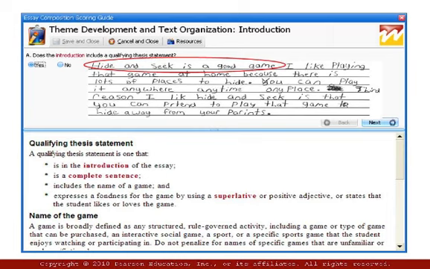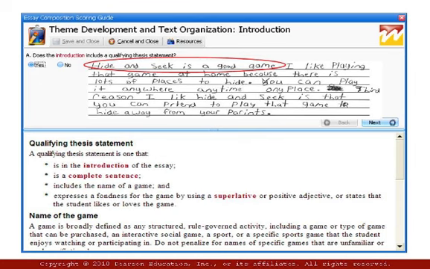So here is A. Does the introduction include a qualifying thesis statement? The answer is yes. And if you have any questions about what a qualifying thesis statement is, you can read down here at the bottom. Here is the first sentence. Hide and seek is a good game. That is a complete sentence. I'm going to disregard the fact that there's no ending punctuation mark. Hide and seek is a good game. It includes the name of a game. It's a complete sentence, and the writer expresses a fondness for the game. So I'm going to say here, yes. So the answer is either yes or no.